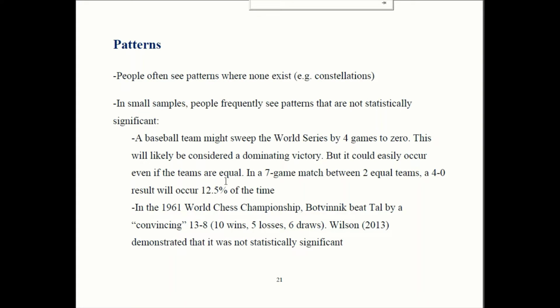Here's another example. I play a lot of chess. I wrote an article about the World Chess Championship and did some stats tests on those results. Back in 1961, we had a match between Botvinnik and Mikhail Tal, and Botvinnik won by a pretty convincing margin, 13-8. Botvinnik won 10 games, lost 5, and drew 6. Promoting my own research here again, Wilson in 2013 demonstrated that Botvinnik's victory was not statistically significant. It's possible that Botvinnik and Tal were both equally good at chess, but some randomness happened to favor Botvinnik in 1961, and that could have caused this convincing 13-8 blowout. So it looks like a pattern, but does not hold up to scrutiny. People often see patterns that aren't there in small samples.